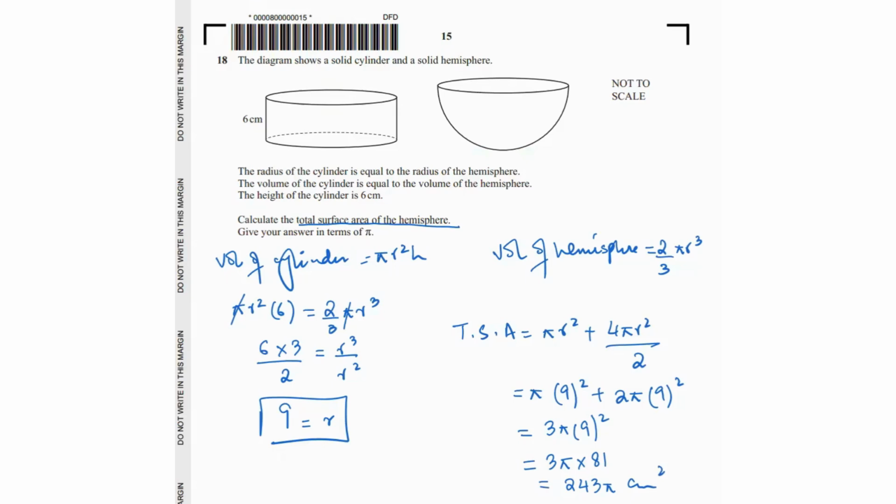Remember to add the flat top in the total surface area as well. It's not just the curved part, it's the flat part at the top and the curved surface area at the bottom as well.